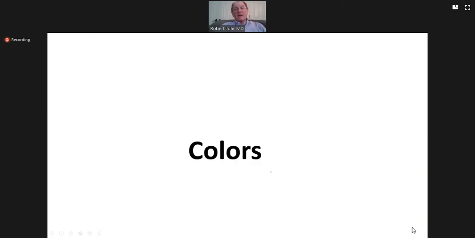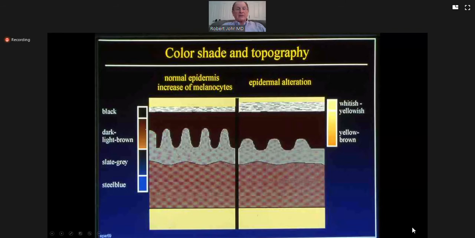So a word about colors. Colors depend on melanin, where it is. Black typically is higher up in the skin, but of course, if you have heavily pigmented melanoma cells through the whole lesion, you'll see black color. Light brown and dark brown at the dermal junction. Gray always in the papillary dermis. And then as you go deeper, you see slate gray and steel blue. Hyperkeratosis can cause yellowish color, and red will be caused by blood vessels and inflammation.